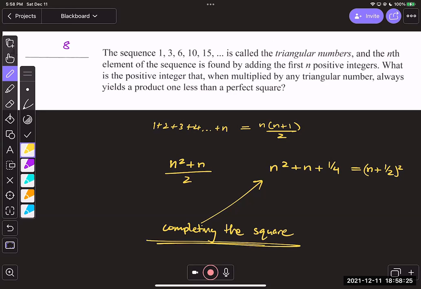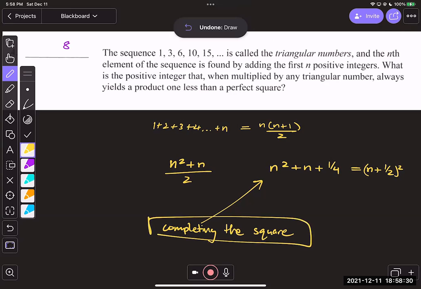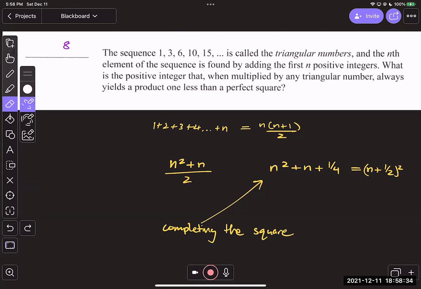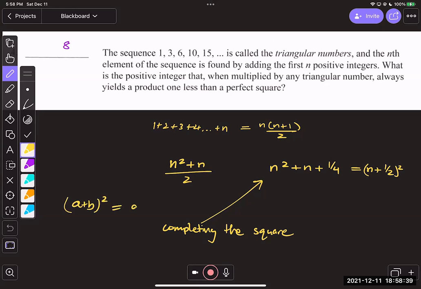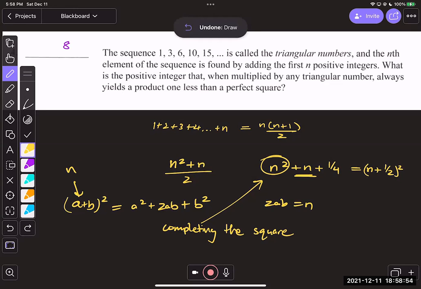We don't have enough time to talk about it today. If you're interested, just go ahead and look it up. But the idea is that if you have something of the sort of a plus b squared, this is equal to a squared plus 2ab plus b squared. We already know that a needs to be n, and that 2ab needs to equal n. So we know that 2ab equals n, which means that b must equal 1/2.